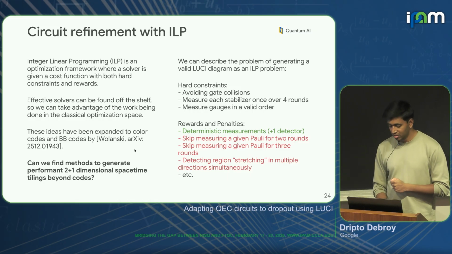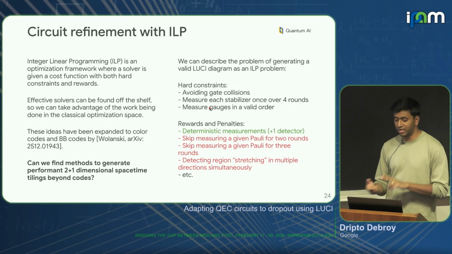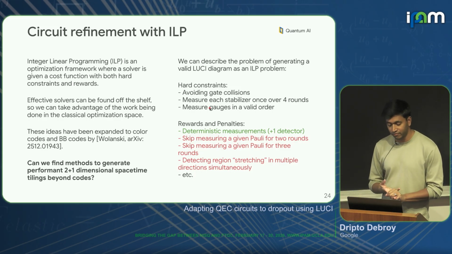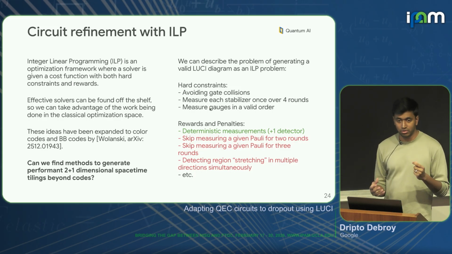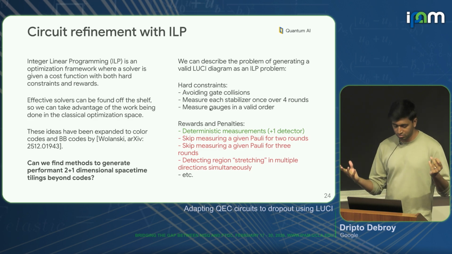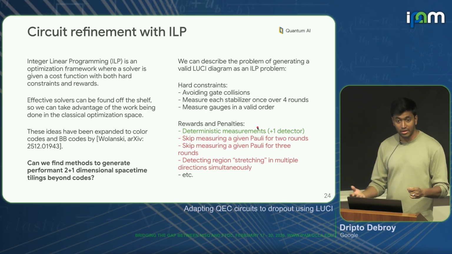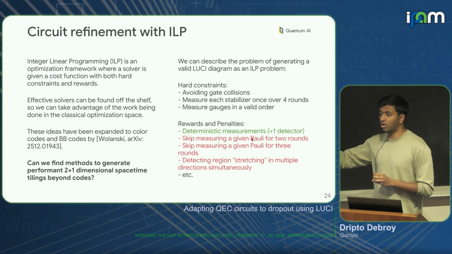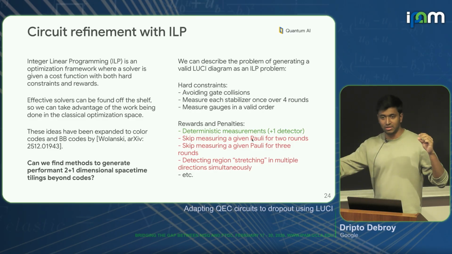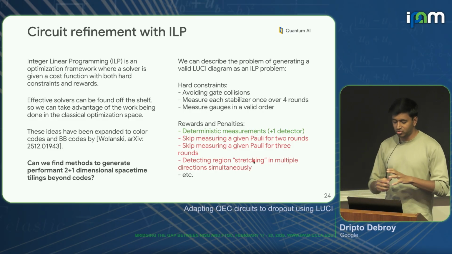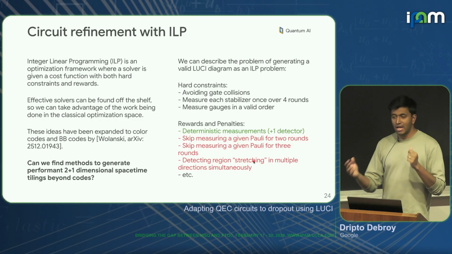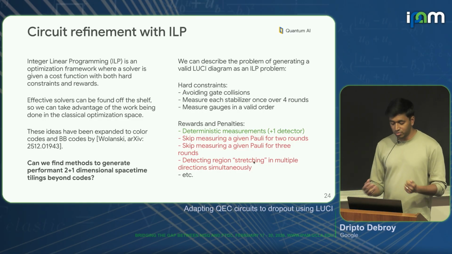So we give it hard constraints, like avoiding gate collisions, measuring every stabilizer every 4 rounds at least, measuring gauges in a valid order so they don't get scrambled. But we also give it soft things like, oh, we want to get deterministic measurements. That's an additional detector. So you get a reward for every time you do that. You get a penalty every time you measure a Pauli less often, because that's going to create a big time-like thing. You get a penalty for stretching detecting regions in bad ways. And you can give a lot of other information. And in doing all of this, you can actually improve logical error rates pretty substantially.